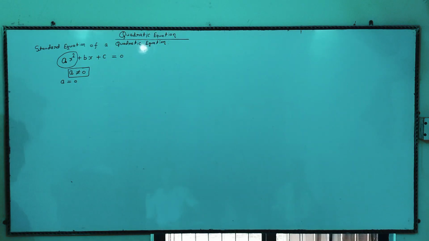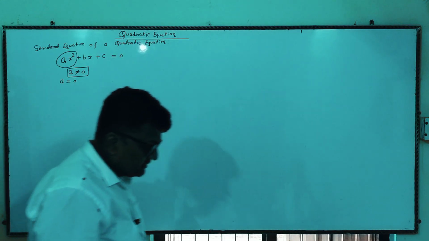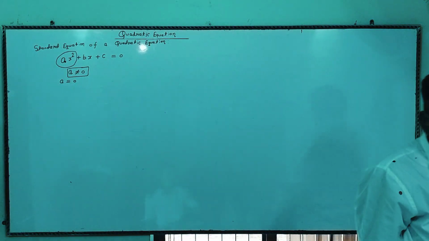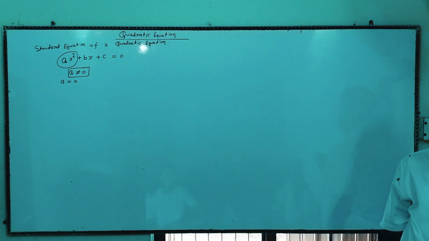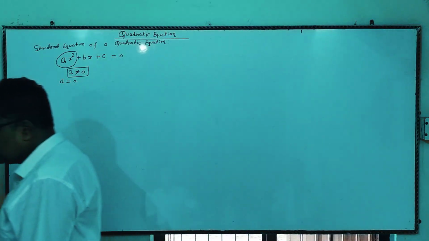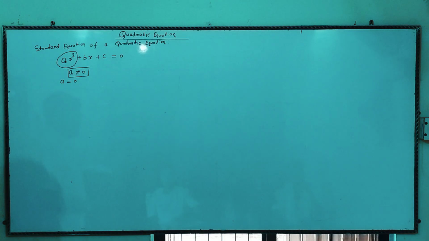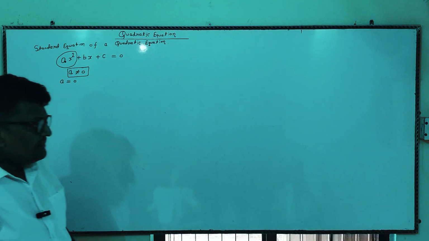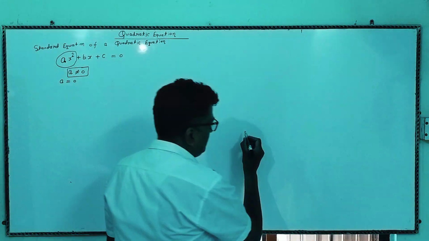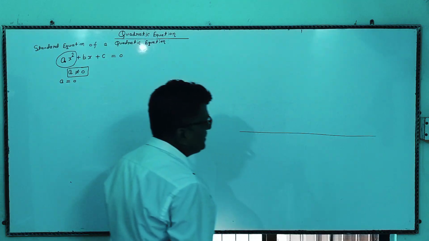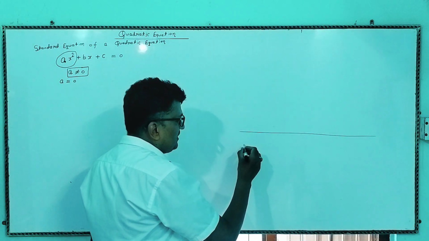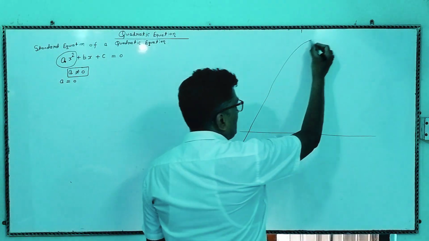We should always know the real life use of any chapter. So you can ask, sir, what is the real life use of quadratic equation? What is the use of quadratic equation in our real life? So I am telling you, suppose you throw a ball. So the ball will take a parabolic path like this.